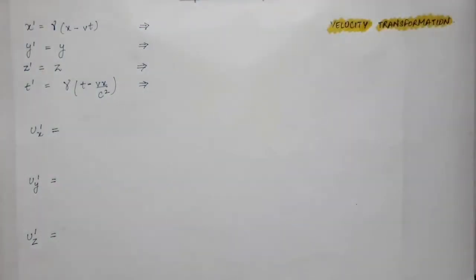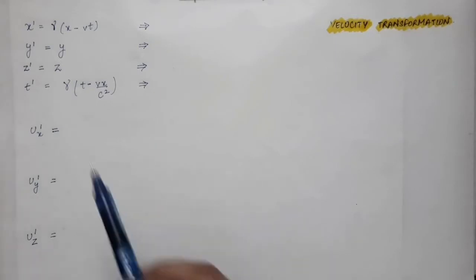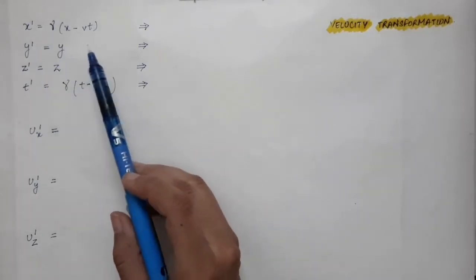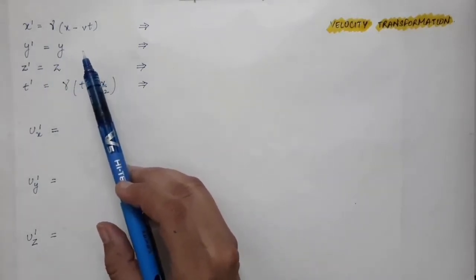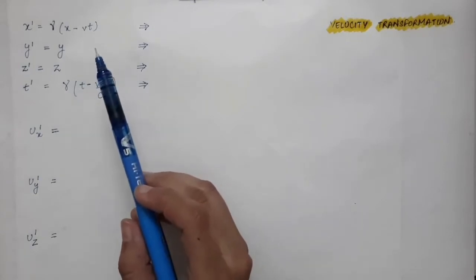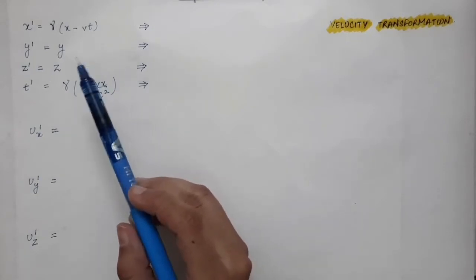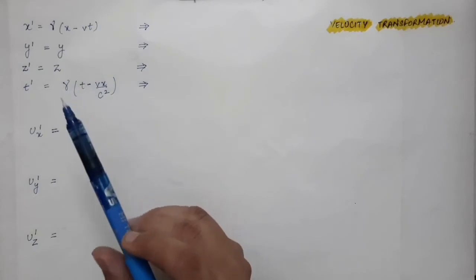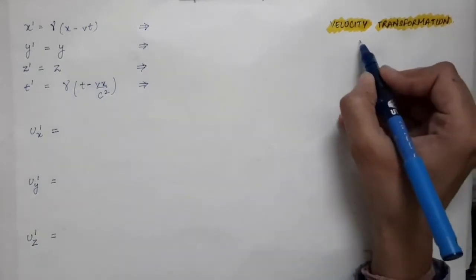In this short lecture we are going to see how the velocity gets transformed from one inertial frame to another inertial frame. So we have seen how the coordinates get transformed. Now, using the coordinate transformation, using the Lorentz transformation, we are going to see how the velocity gets transformed from one inertial frame to another inertial frame. So in this case we will take the same case.